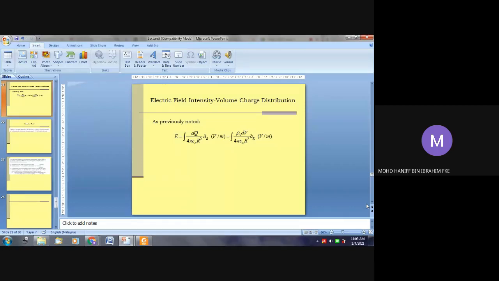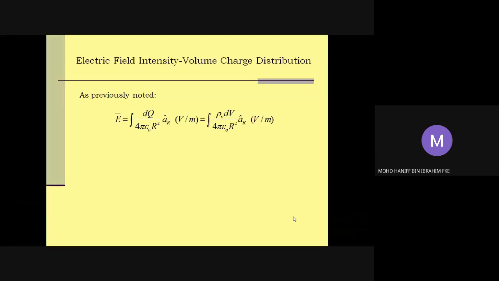In our previous lecture, lecture 5, we covered the topic of electric intensity for the case of volume charge distribution. As I mentioned in class last Tuesday, we're not going to cover this volume charge distribution in detail. This topic will be covered in detail in chapter 3, which we're going to start today.